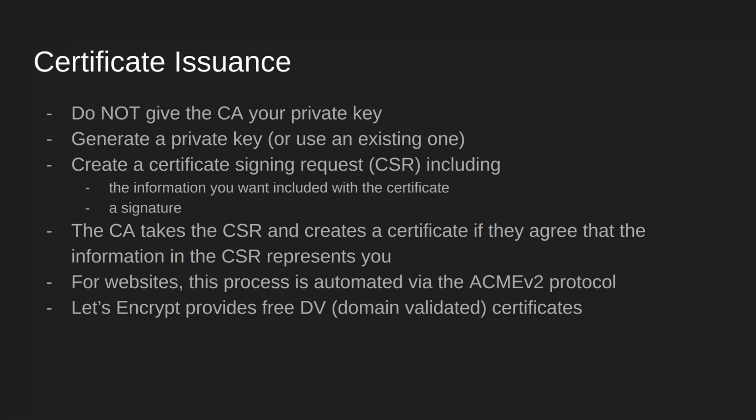But for websites, there's an automated protocol called ACME. ACME version 2 is standardized. And Let's Encrypt uses this for providing free certificates. If you want something like an email certificate, you'll have to go through a different process. There's various providers that are commercial. UT has email certificates for people at UT. And you have to go through whatever their process is to get the certificate.